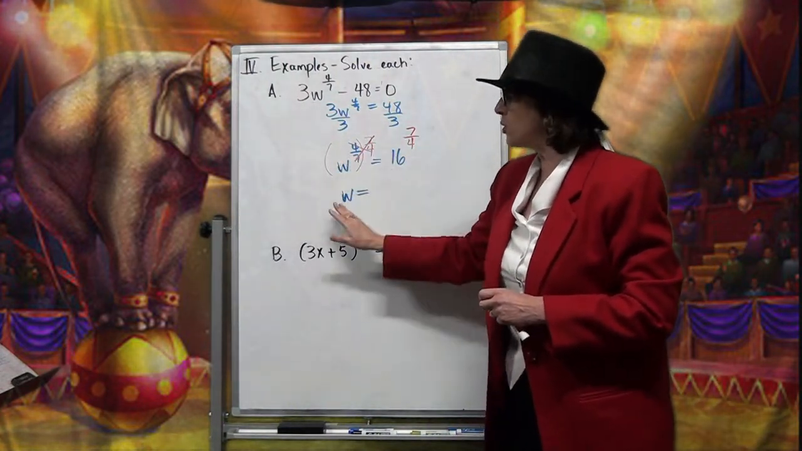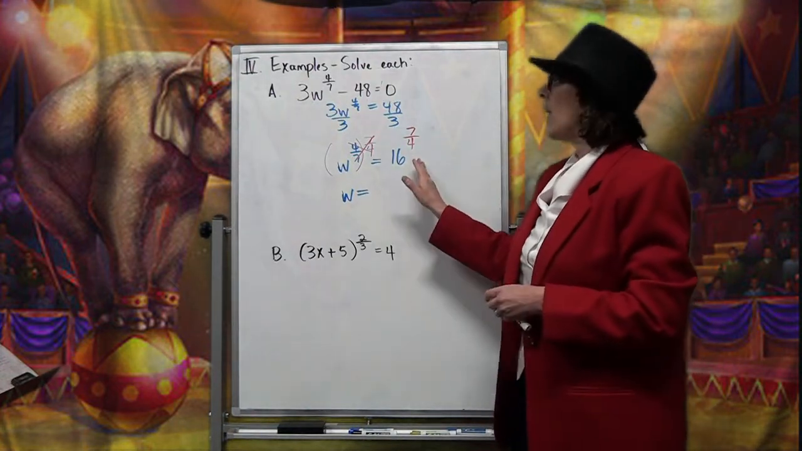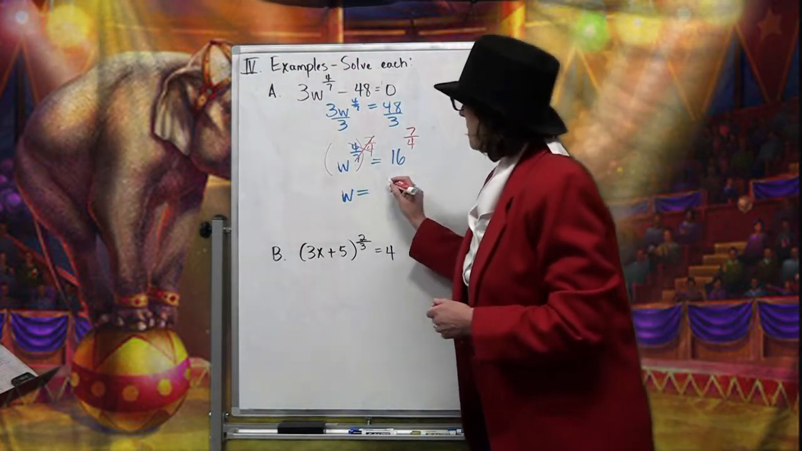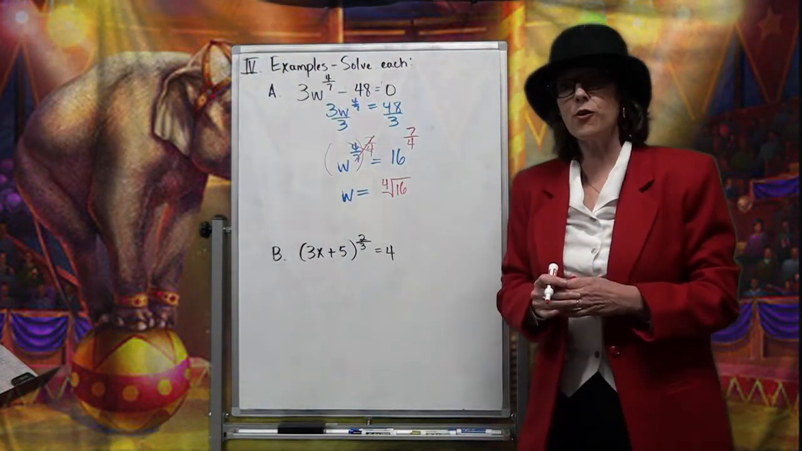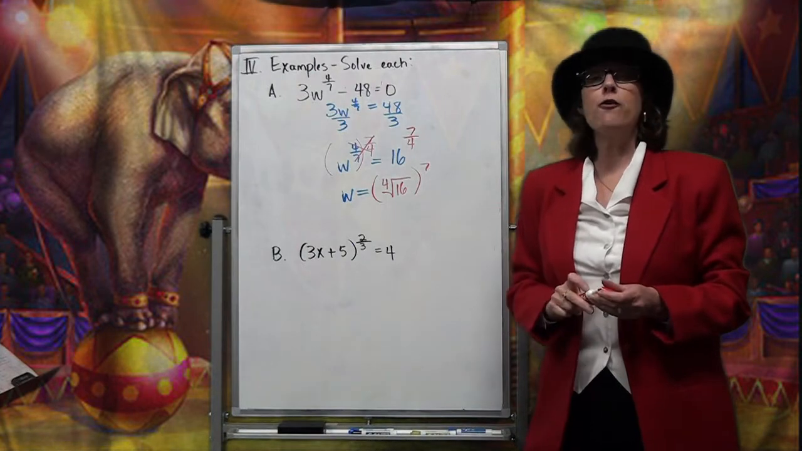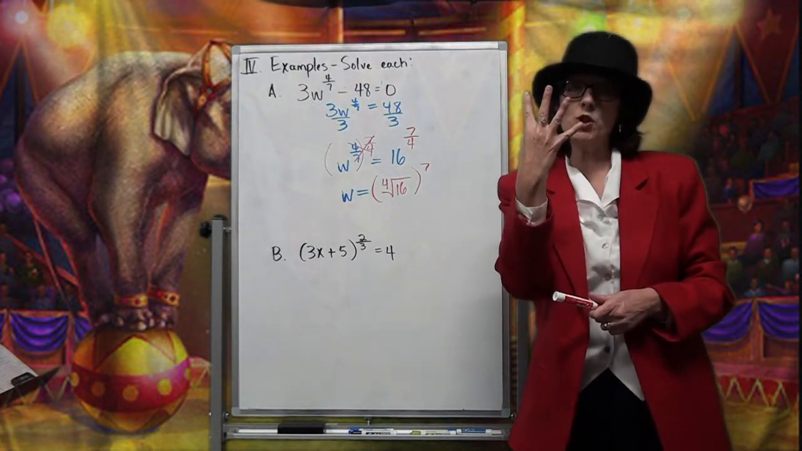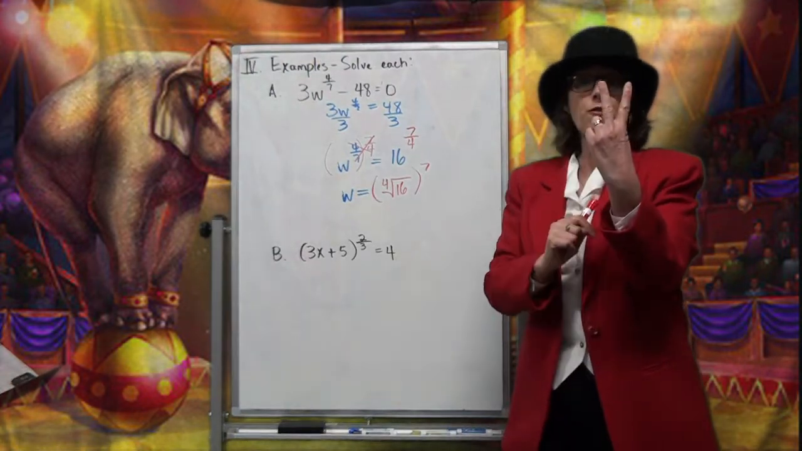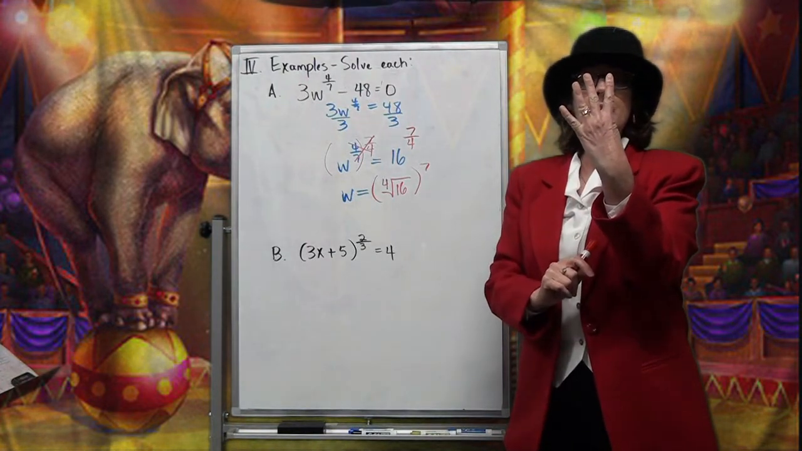Yes, over here I do get w to the first power, which is fantastic because that's what I wanted. But now I need to evaluate this side. Denominator means root, so that means 4th root of 16. Once I get the 4th root of 16, I'm going to raise that to the 7th power. Now, 4th root of 16 means what number would I multiply by itself 4 times to create a 16? Well, that would be a 2 because 2 times 2 is 4, 4 times 2 is 8, 8 times 2 is 16.